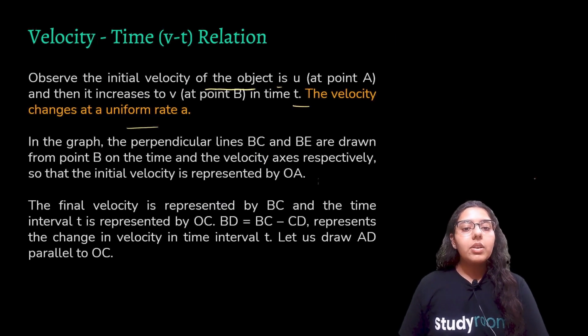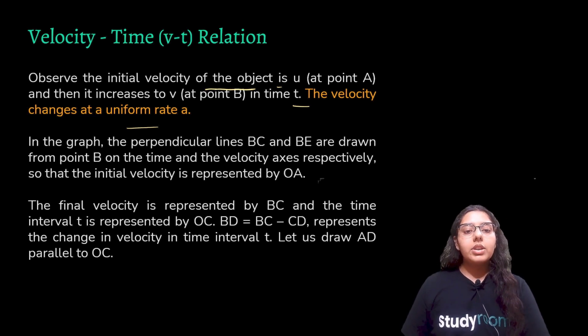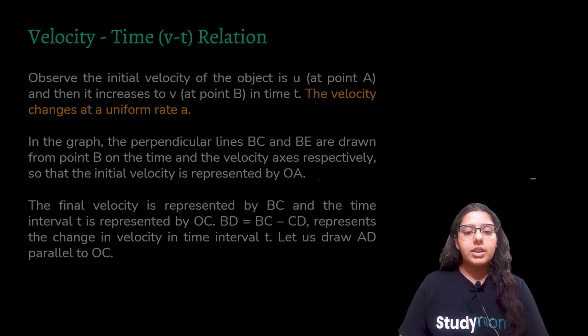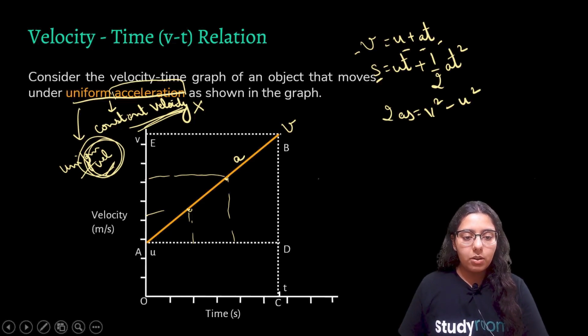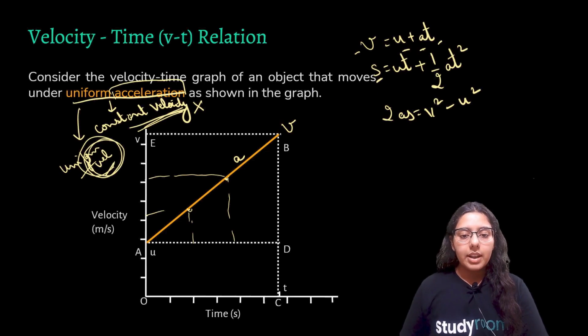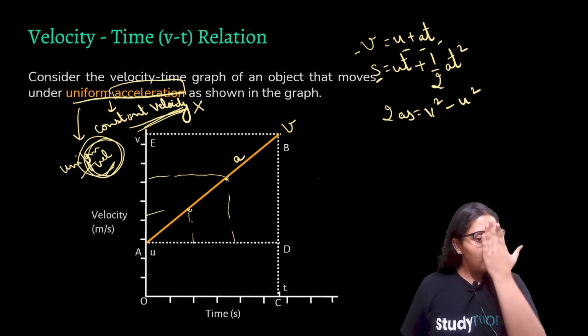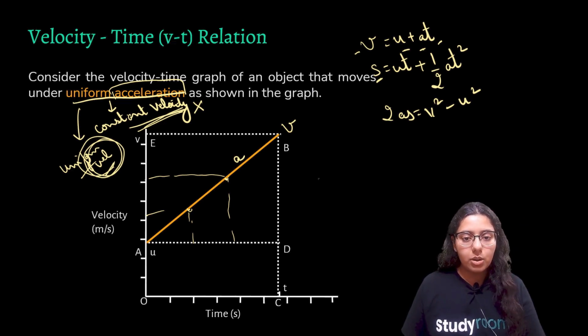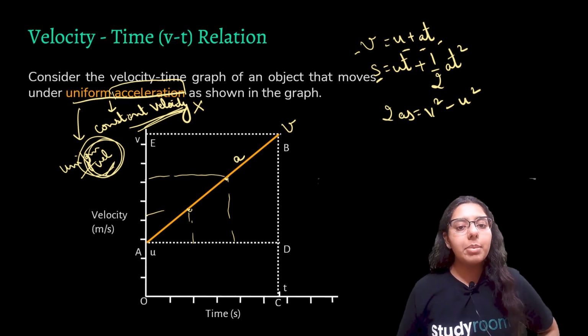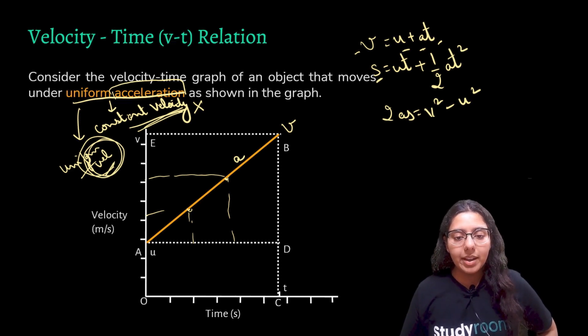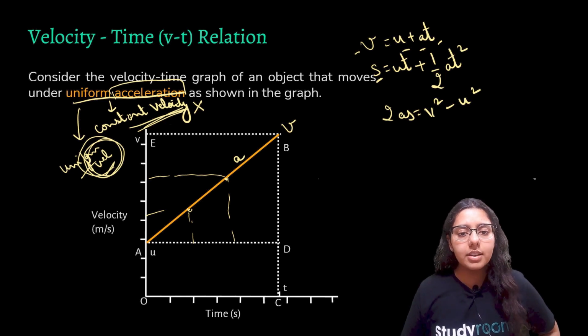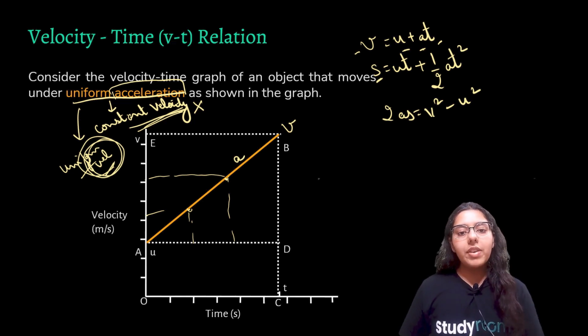The perpendicular lines BC and BE are drawn from point B on the time and velocity axes respectively. Your initial velocity is represented by OA and your final velocity is represented by OB. If we measure from here, this whole distance is v and this is u. If we have to calculate BD, it will be BO minus CD, that is v minus u. So the value of BD will be v minus u.